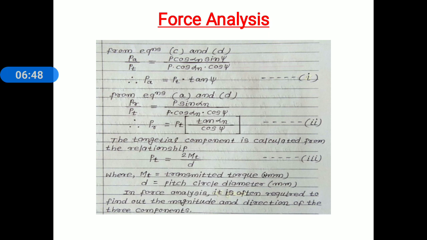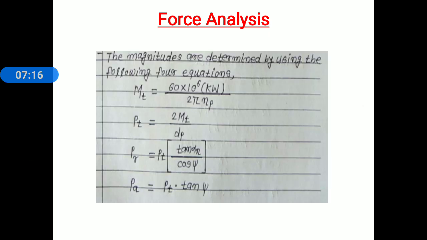Now remember one thing, when we do the force analysis of any type of gear, two things are very important. First thing, find out the components of the resultant tooth force. And second thing, the direction of these components. Now the magnitude is known to you. Using these 4 equations, we get the magnitude of the tangential, radial and axial force.